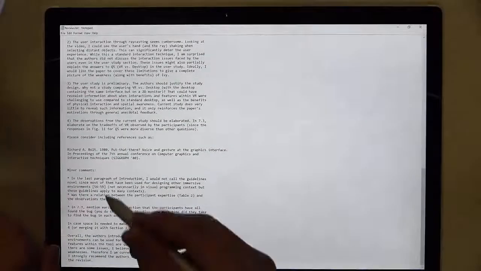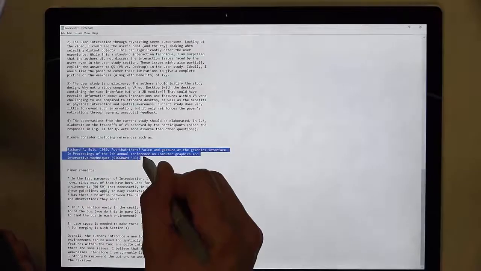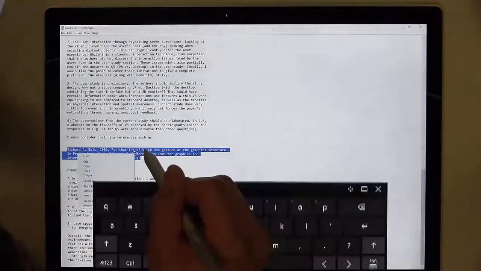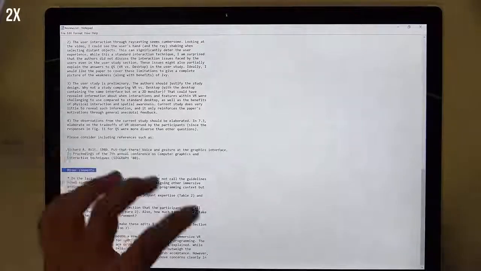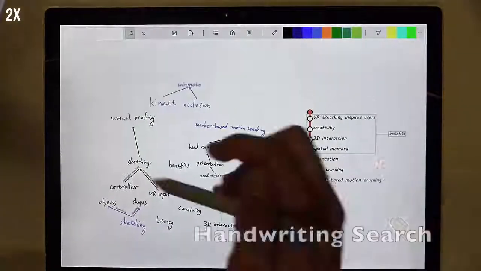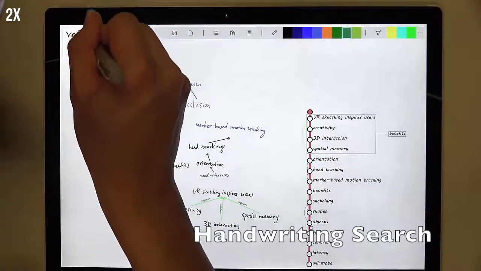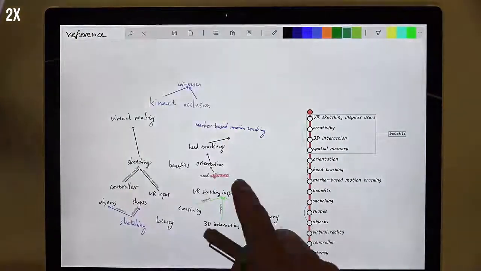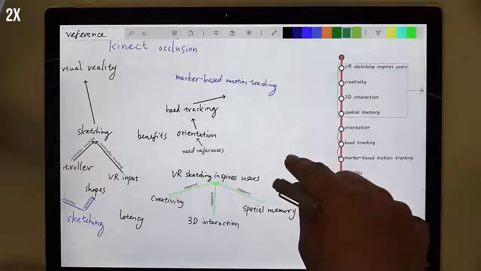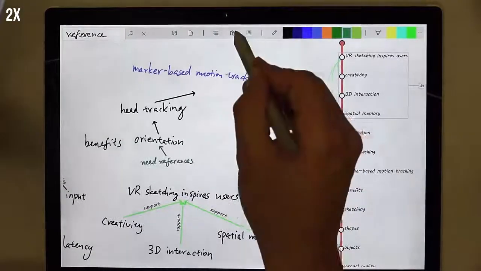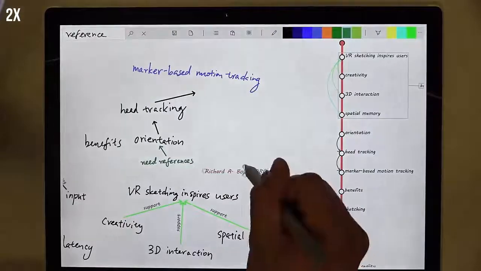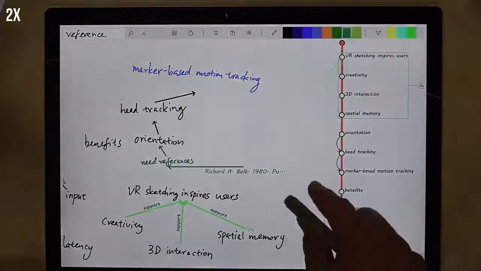Mike is finishing up his planning and remembers that one of the reviewers mentioned that Bolt's "Put That There" would be worthwhile to reference in his paper. So he copies the reference from his rebuttal, switches to Inkplanner, and searches through his diagram to find all instances of references. The search results highlight all instances in his diagram so he can easily find the one he's looking for. He then pastes the reference next to the "to include" text he wrote.